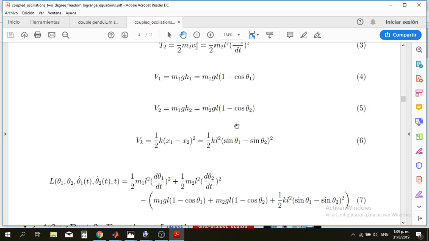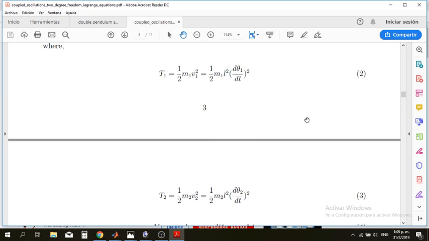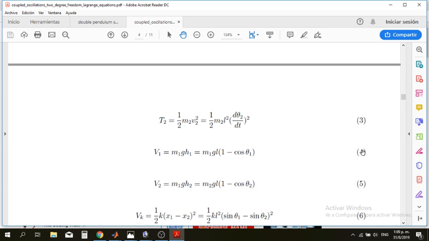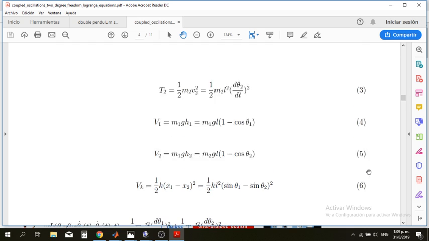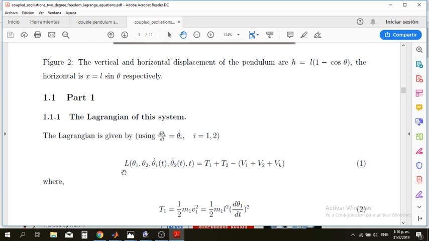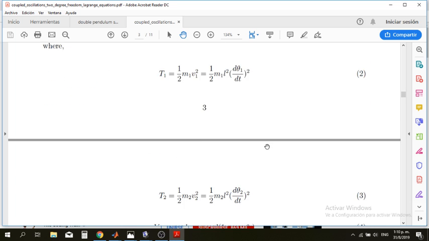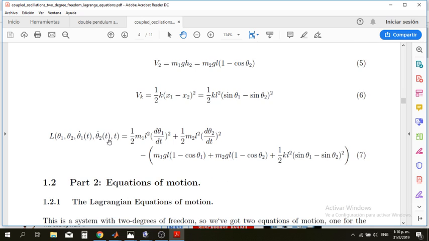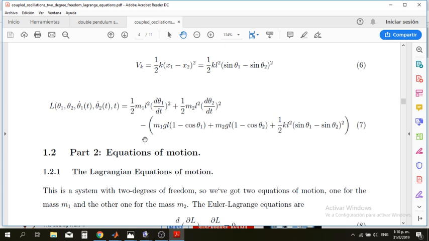If we take equations 2, 3, 4, 5, and 6 and substitute all of these into equation 1, we get the Lagrangian of the system. The Lagrangian of the system will be this expression here. A bit long, but it's pretty straightforward, yeah?